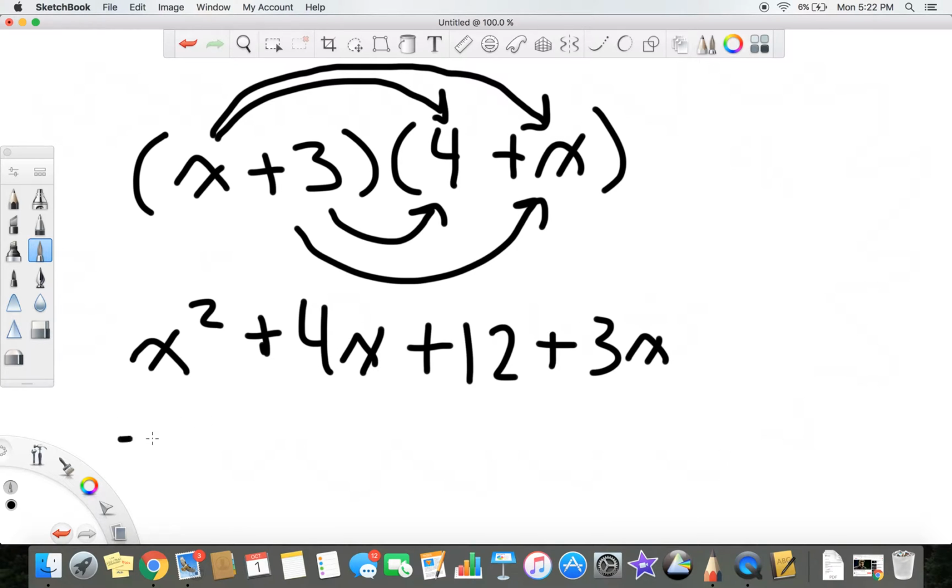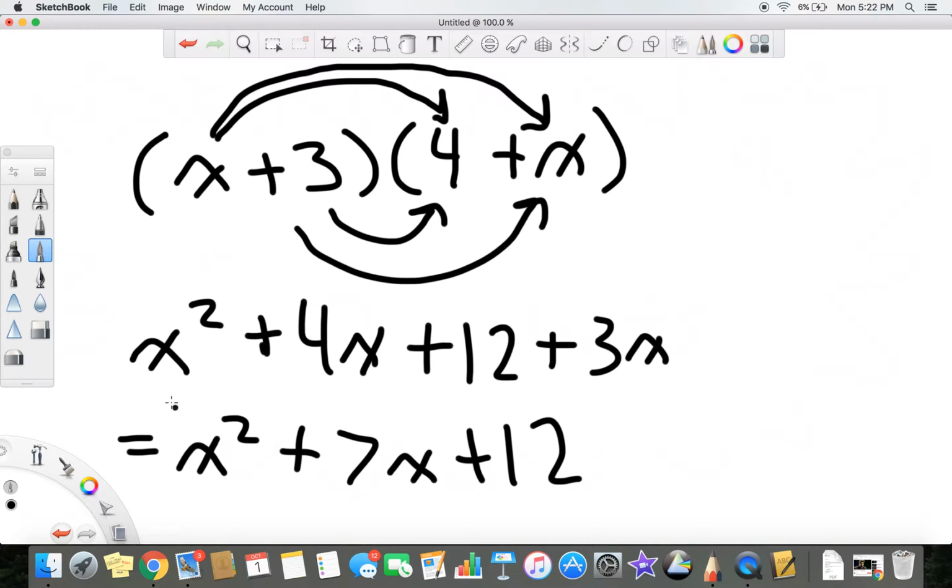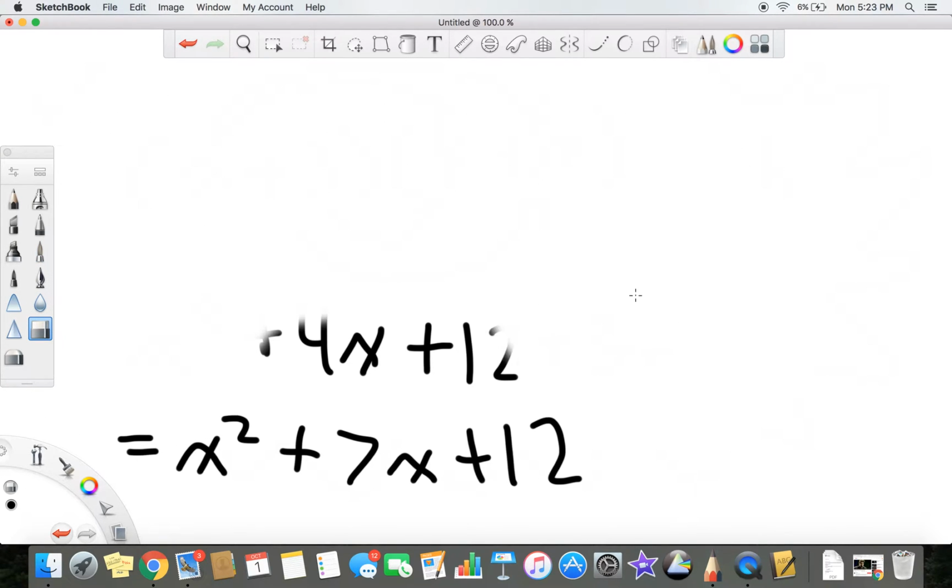Now we're going to collect like terms. We don't have any other x squared, so we'll keep x squared. And if you notice, we have a 4x and a 3x that are like terms, so we'll just add those together. It's going to be 7x. And then 12 has no other like terms, so our final answer is x squared plus 7x plus 12. So that's how the distributive property works. And the questions we're going to work with today, equations, are going to involve that property.